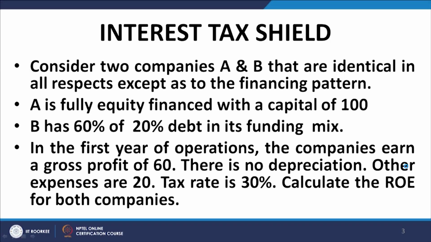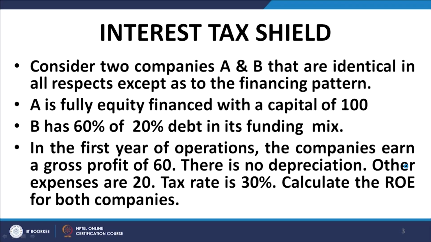We consider two companies A and B that are identical in all operational respects except for the financing plan. A is fully equity financed with a capital of 100 units, whatever those units may be. B has 60% debt at 20%. 20% is the annual interest rate on debt. That means it has 60 units of debt and 40 units of equity, whereas A is fully equity financed, the entire amount is equity.